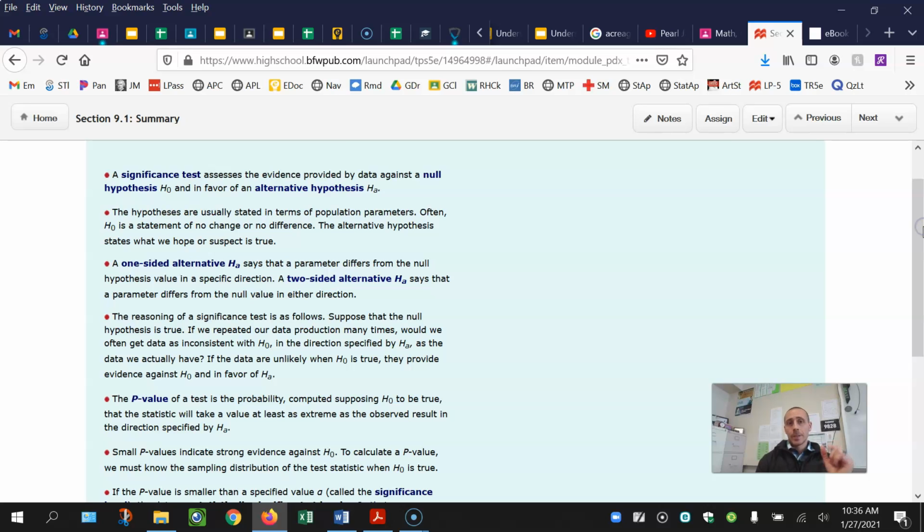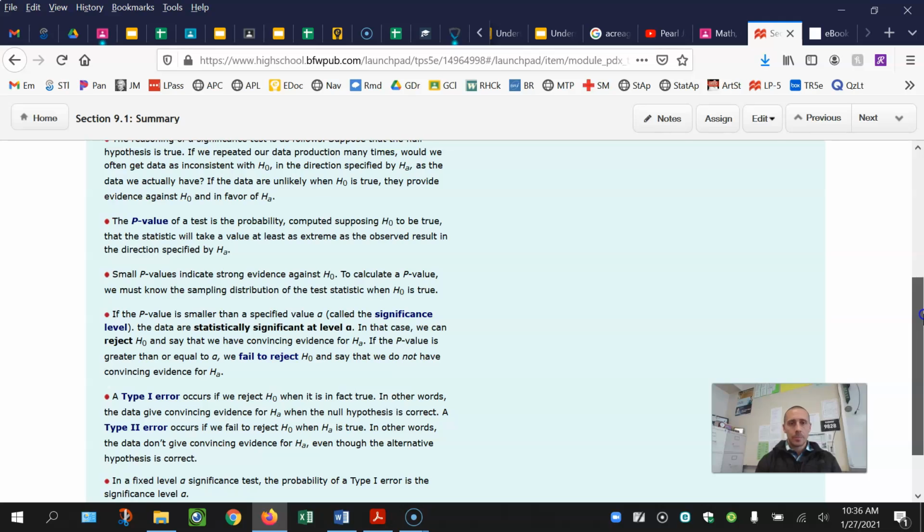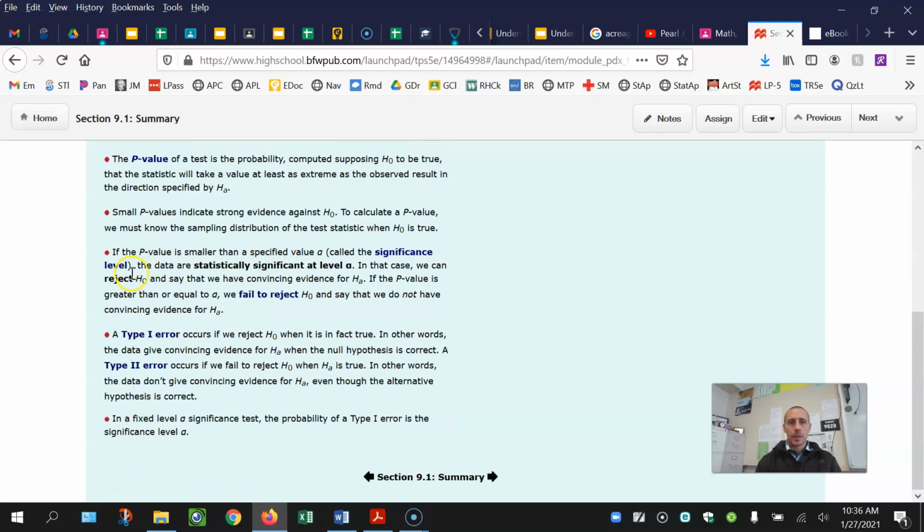All right, so we talked about significance tests. It's just assessing evidence against a null hypothesis in favor of an alternative. You have 1 and 2-tailed tests, or 1 and 2-sided. 2-sided is when the alternative is not equal to. We talked about the p-value, the decision you make about your null hypothesis, you reject or fail to reject it, and then what's the type 1, type 2 error in context, and what are the consequences? Lots to digest.